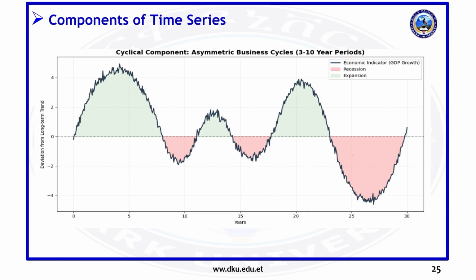One important feature illustrated here is the asymmetry of these cycles. The duration and intensities of expansion and recession are not identical. Some downturns are sharper and more pronounced, while expansions may be more gradual or prolonged. This visual representation reinforces the idea that cyclic patterns occur over medium-term intervals, typically lasting several years, and are influenced by broader economic forces rather than fixed seasonal factors. By observing these fluctuations graphically, we gain a clearer understanding of how cyclic behavior shapes real-world time series data.